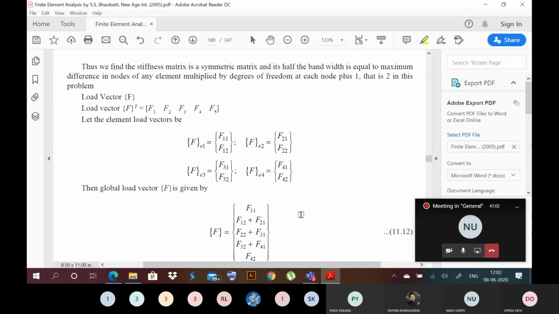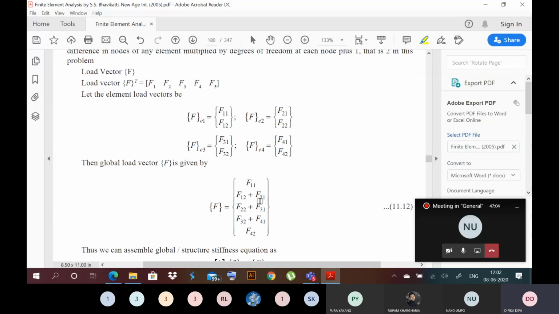Okay. Then what will be the global force vector? This is the contribution of the force from element 1 at node 1. This is the contribution of the force from element 1 at node 2. Then this is the contribution of the element 2.